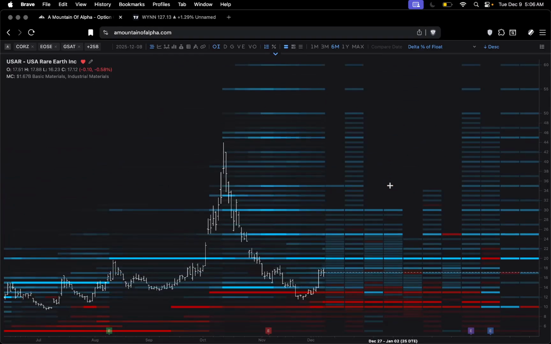Okay, USA Rare Earths. Now, it's 1.67 billion. That's a pretty small company in the scheme of things, but it's related to rare earths. It does have a lot of calls overhead. And what you really want to be a buyer of is the 10s and 11s and maybe the 13s. So you can see here the price action down here. You see how there's like a hammer, there's a star, there's a hammer, and then it just rallied.